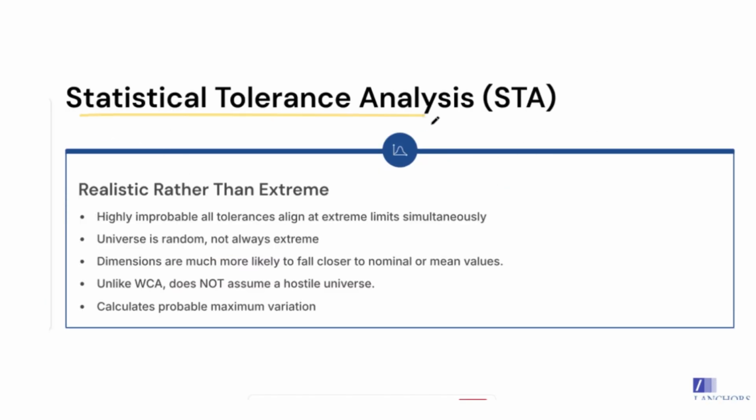So moving on to statistical tolerance analysis. The goal of a statistical tolerance analysis is to calculate the probable or likely maximum variation for a selected parameter or dimension. It gives a more accurate estimate of final variation in real-world production processes. Okay, it's a more realistic estimation of the final variation. Statistical tolerance analysis method assumes that dimensions are much more likely to fall close to their nominal or mean value, okay, as opposed to assuming that every dimension falls at their maximum or minimum limits. And that differentiates it from the worst case method.